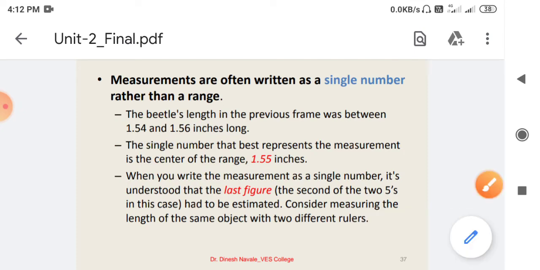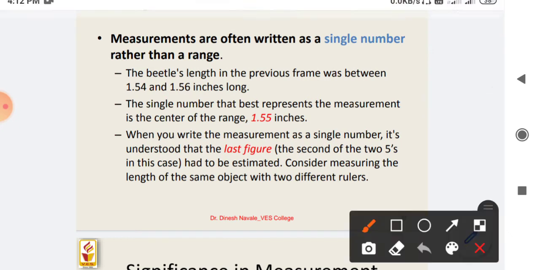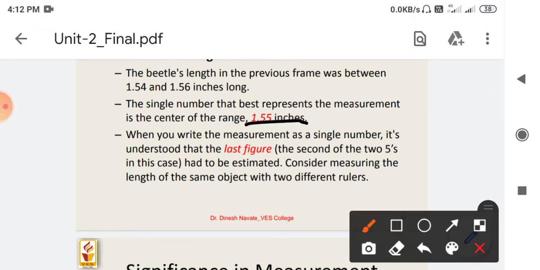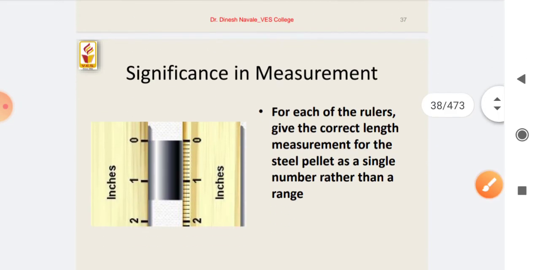So instead of representing the range of length, we have represented it as one single number, 1.55 inches. When you write the measurement as a single number, it is understood that the last digit, the second 5 of this measurement, had to be estimated, meaning there is an uncertainty in the measurement for this last digit.